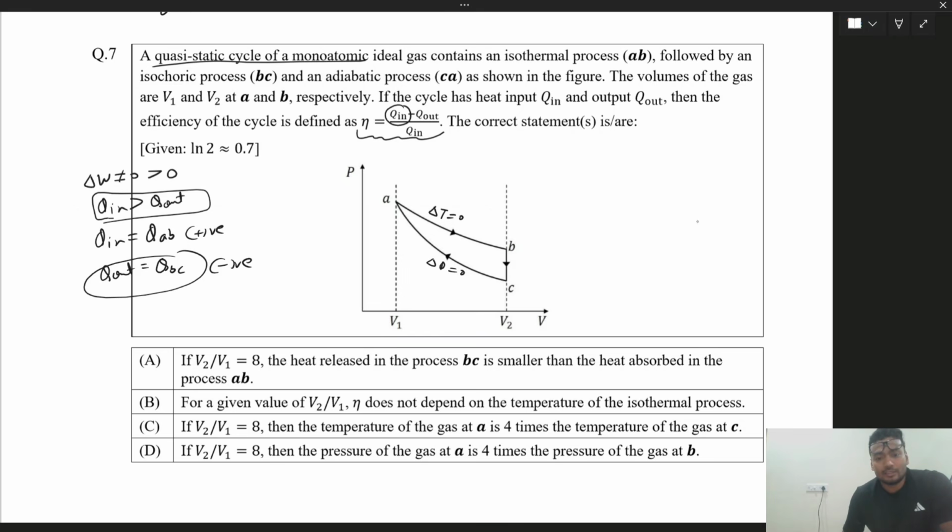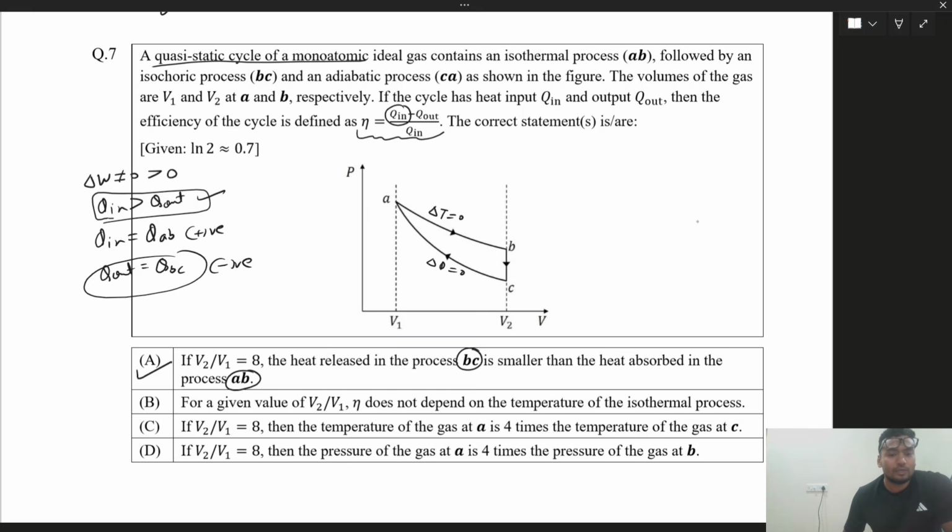So Q in is for process AB, and Q out is for BC. So as per the statement, the heat released in the process BC is smaller than the heat absorbed in the process. Just compare the magnitude, right? So this one is correct, right?